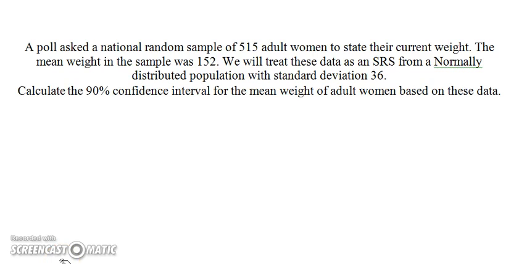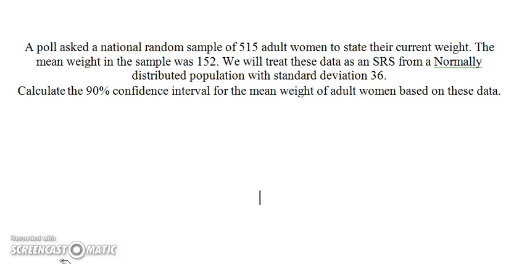Hello class, this is an example of a confidence interval for a mean. So in this example it says a poll asked a national random sample of 515 adult women to state their current weight. The mean weight in the sample was 152, and we will treat these data as a simple random sample from a normally distributed population with standard deviation of 36.